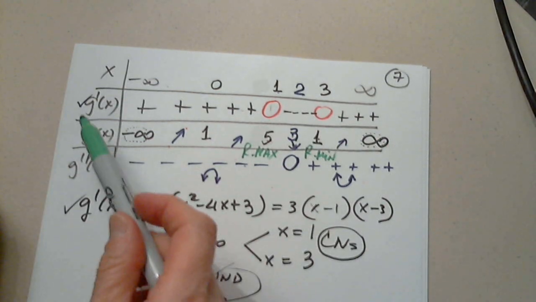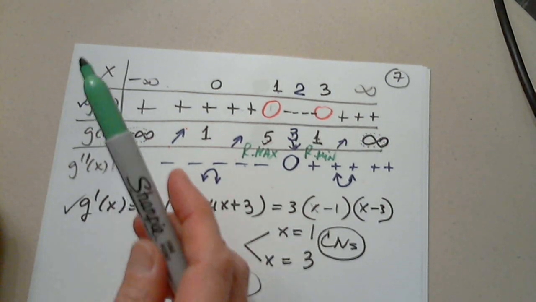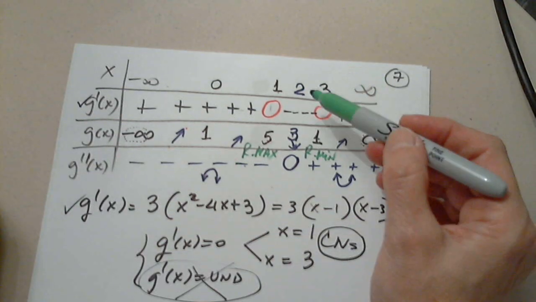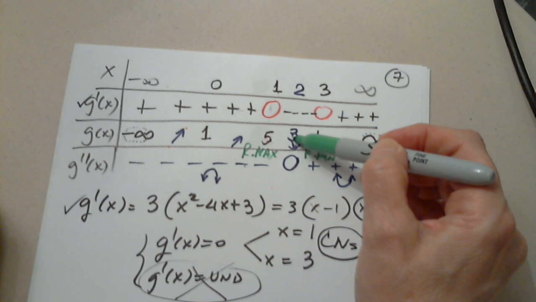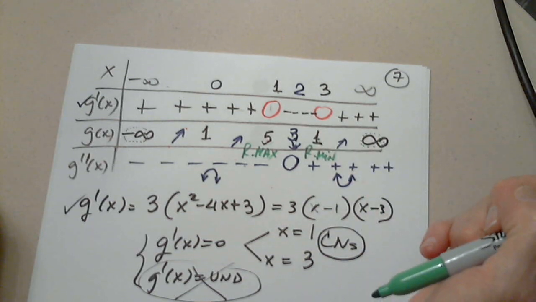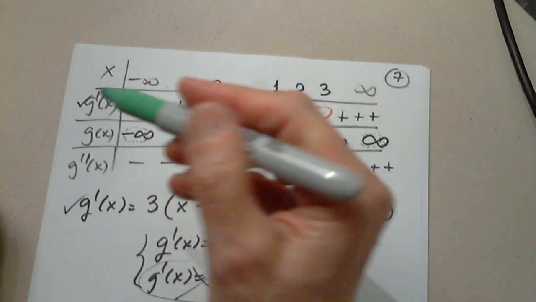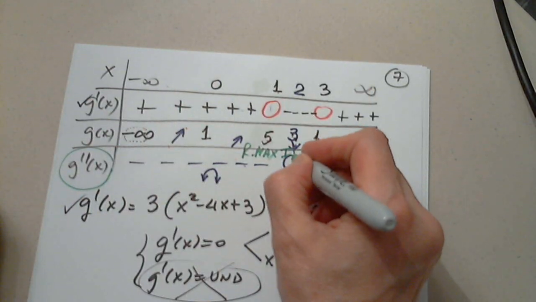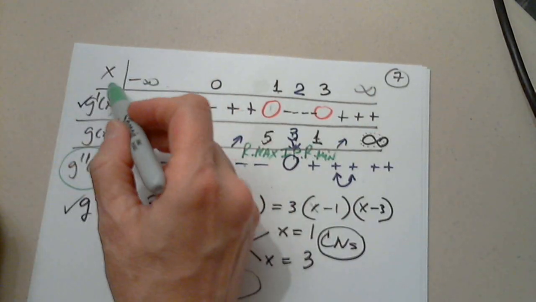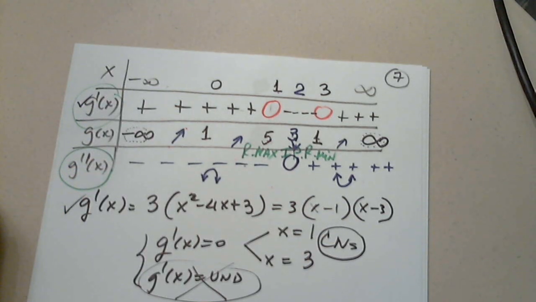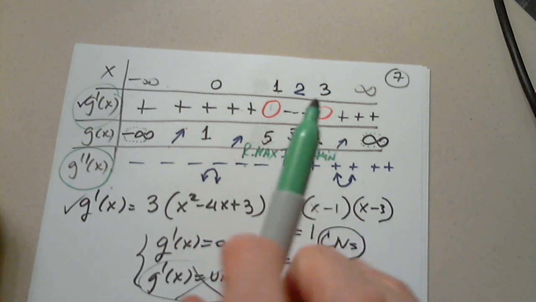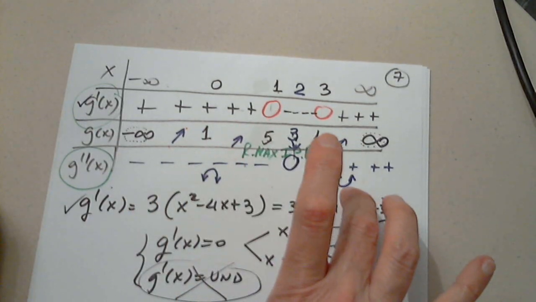Has nothing to do with the first derivative. It only has something to do with the second derivative. So what type of point is 2 comma 3? Min. Careful. The second derivative only gives IP. The first derivative only gives max min. The second derivative only gives IP if it changes sign.